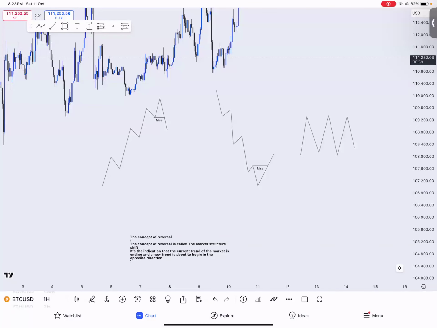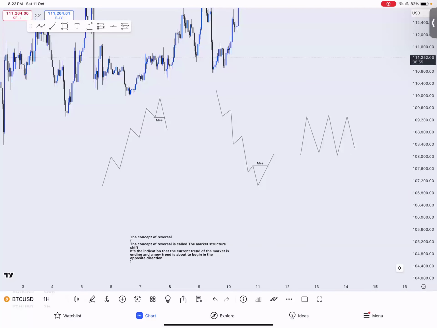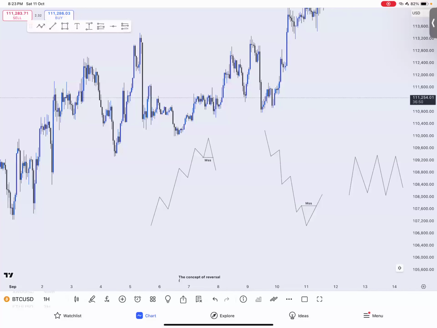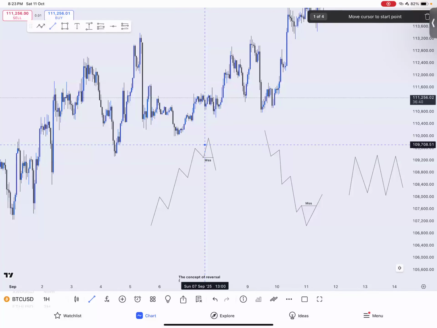So a market structure shift is what? The concept of trading reversals. And before you can get the market changing directions to any other side, you must first of all see a market structure shift. Not only a market structure shift, you must still see the other confluences that you need to take a trade for your reversal concept. But the first important thing you must see is a market structure shift.